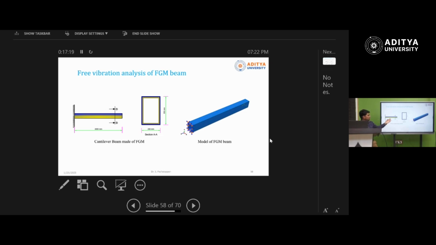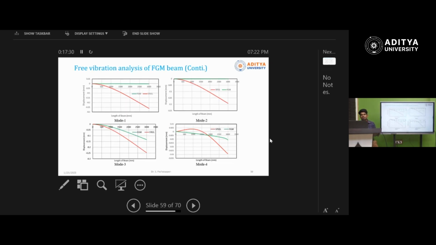So here the cantilever beam was taken, which has a tubular section comprising two metals made of FGM, and that is the Abaqus model. What you are seeing here is the displacement profile. I told you the FGM possesses higher stiffness. In all the graphs, we can see the FGM displacement is lesser compared to the X52 steel. So this was analyzed for all the modes. Modes means mode shape. Mode shape represents the collapse pattern of the structure.